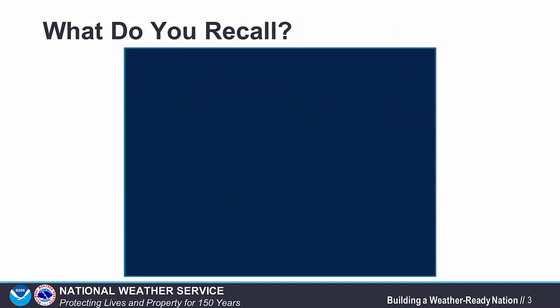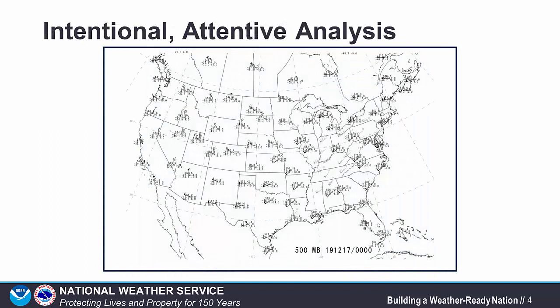Where were the 500 millibar trough axis and height falls? At 850 millibars, how far north had the 8 degrees Celsius dew points reached? Let's build an analysis that we can follow more intentionally.